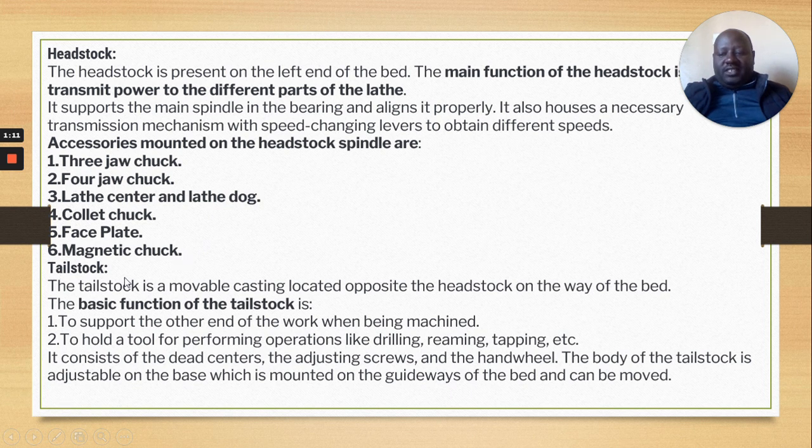We have the tailstock, which is on the opposite side of the headstock, and its function is to support the other end of the workpiece when machining, so that it does not vibrate or wobble, and to hold tools performing operations like drilling, reaming, and tapping. It contains the dead centers and live centers, which are the revolving centers that hold the workpiece in position.